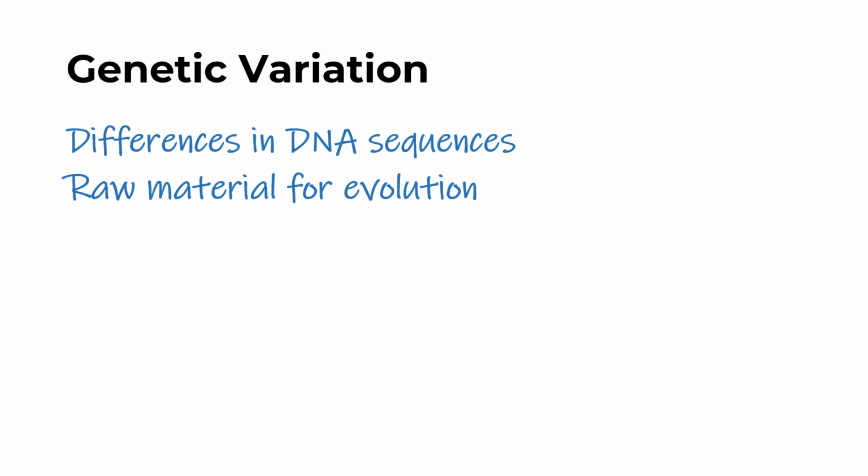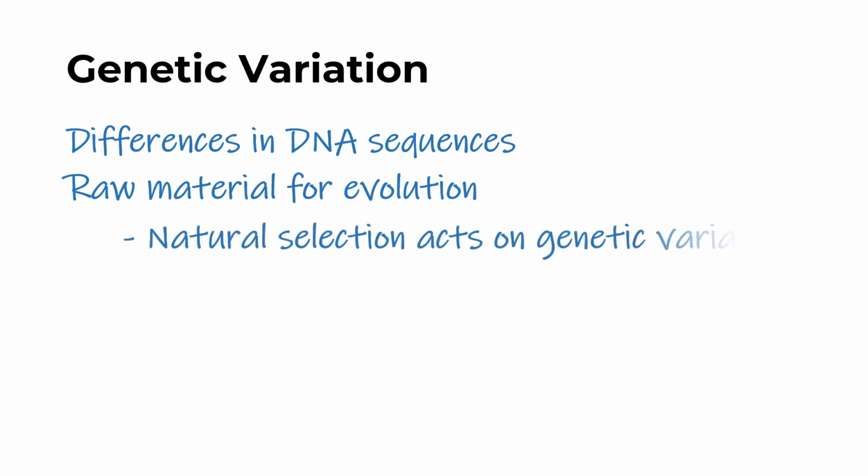Organisms with the most advantageous genetic traits are the most likely to survive and reproduce. This is known as natural selection. In the clinical environment, natural selection can drive the emergence of pathogenic strains and the development of antibiotic resistance.